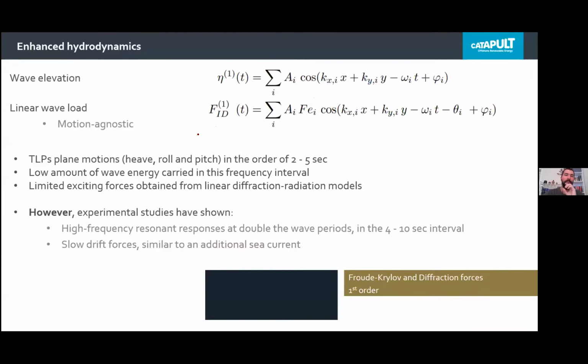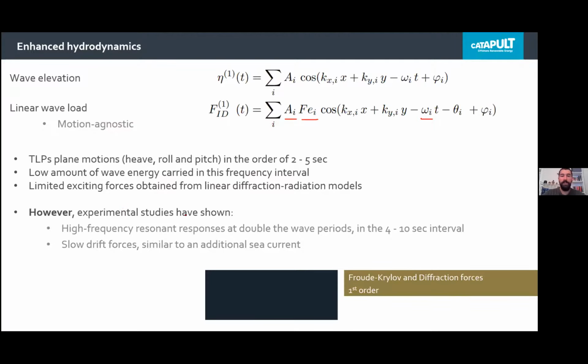So the Froude-Krylov, or incident, and the Froude-Krylov combined with the diffraction forces in the time domain can be described in the linear wave load model as proportional to the amplitude of the waves, a certain load coefficient, and the frequency of the incident wave. So we can see that in the linear wave model, the force will be proportional linearly to the wave height and will have the same frequency.